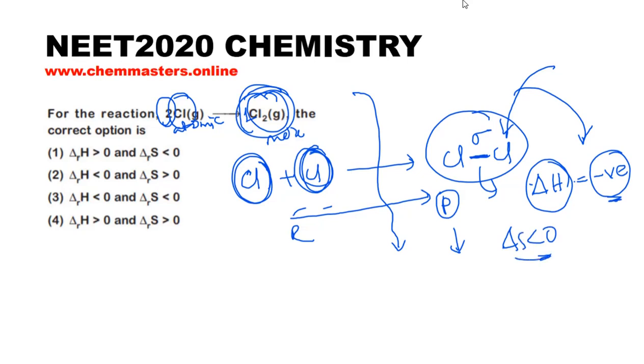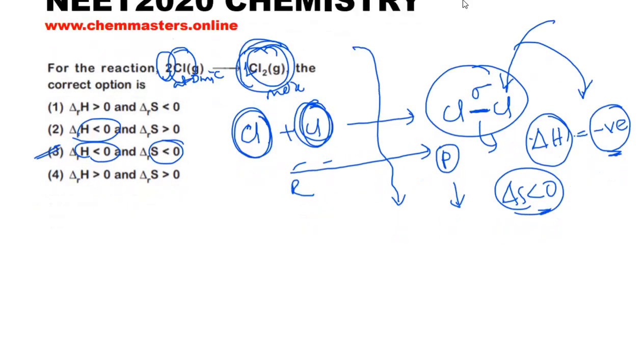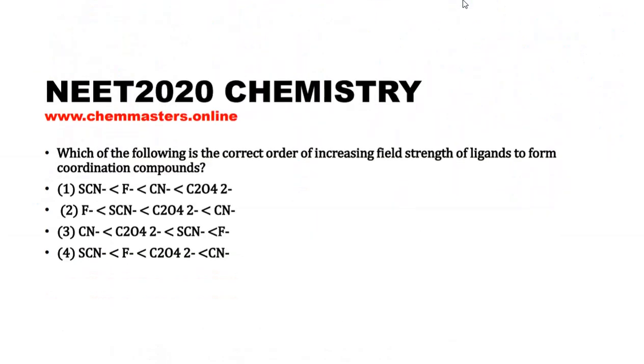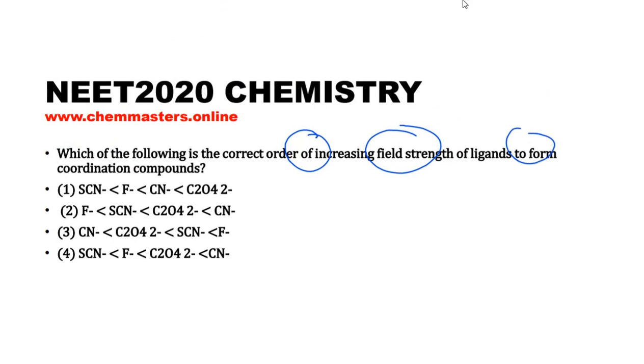Okay, the entropy change is also less than 0, and from this case you can see delta H must be less than 0 and delta S must be less than 0. So option 3 is the correct answer. Got it? Next question. Which of the following is the correct order of increasing field strength of ligands to form coordination compounds?